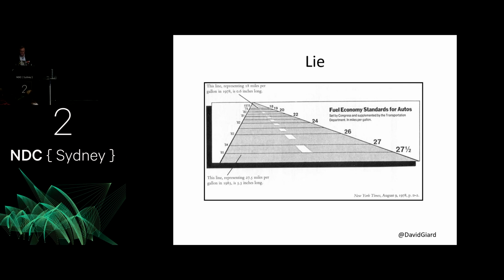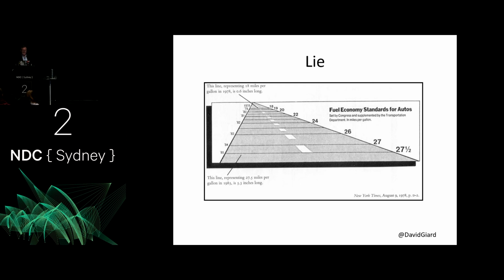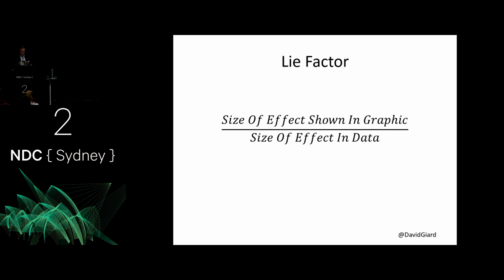This is something that Edward Tufte actually came up with a measurement for. It was my favorite name of any ratio in all of statistics. He called it the lie factor. And the lie factor is simply the size of the effect shown in the graphic divided by the size of the effect in the data that graphic is supposed to represent. Ideally, it should be 1. Now, this is a hand-drawn graph, so if it's not quite 1, that's totally forgivable. But it should be close to 1 at least.